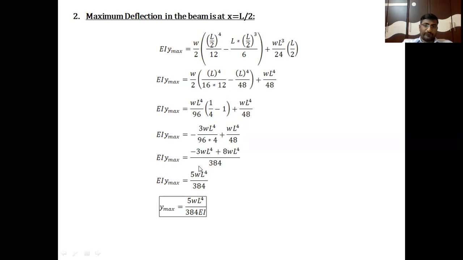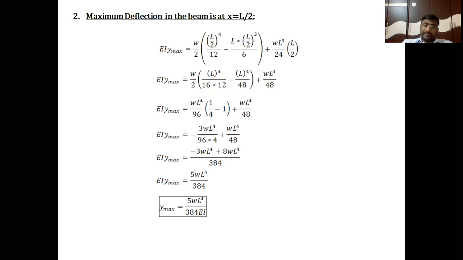So 1 by 4 minus 1 is minus 3 by 4, minus 3 WL power 4 by 96 into 4, plus WL power 4 by 48. So 384 is the LCM: minus 3 WL power 4 plus 8 WL power 4, by 384. So 8 minus 3 is 5. 5 WL power 4 by 384. Otherwise, Y max is equal to 5 WL power 4 by 384 EI. This is the maximum deflection in the beam, which occurs at the center. Upon substitution of L by 2 in place of x in the deflection equation, we get the maximum deflection at the center. Okay students, this is the maximum deflection formula for a simply supported beam with UDL. Clear students?